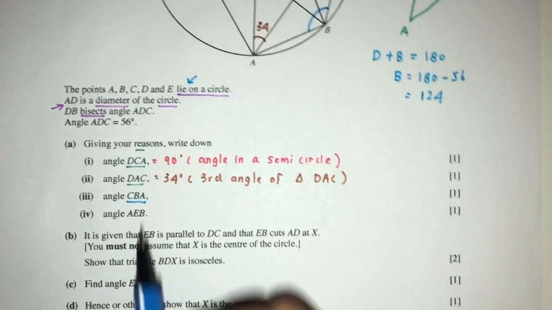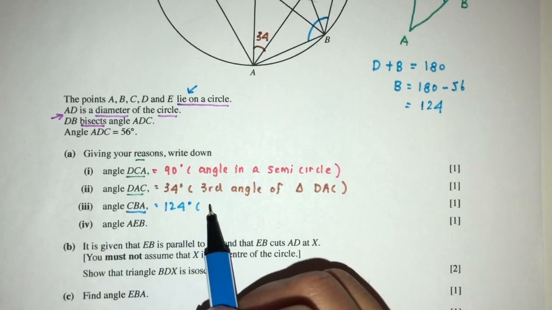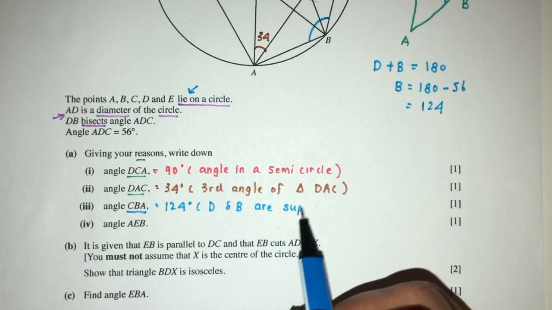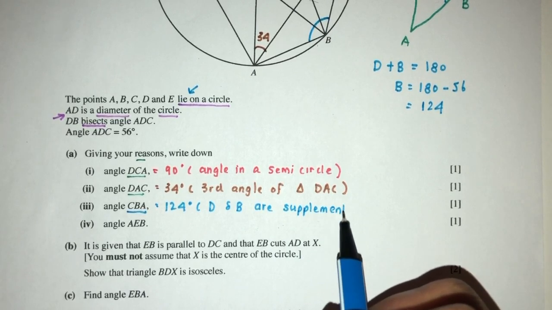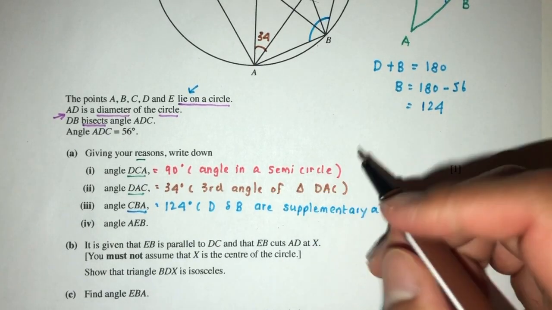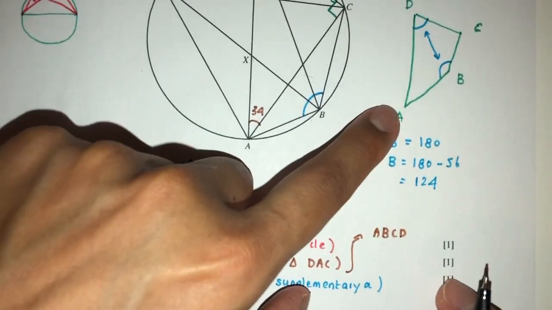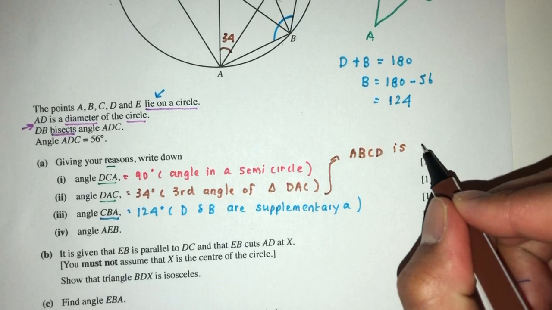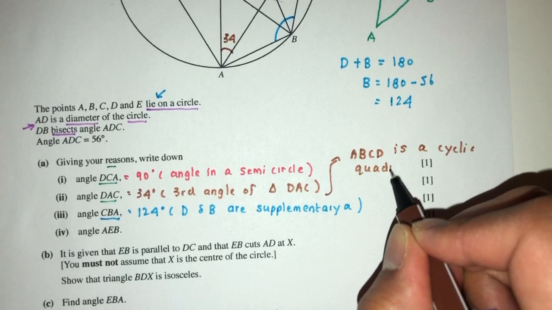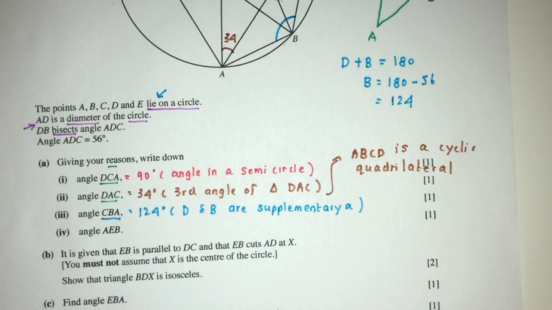Okay, so let's write this down. We can write 124 here. And the reason we can just write is that D and B are supplementary angles. That is one way to write this. If you want to, you can also write, because the shape A, B, C, D, this one, is a cyclic quadrilateral. That's the other reason we can write for that answer.